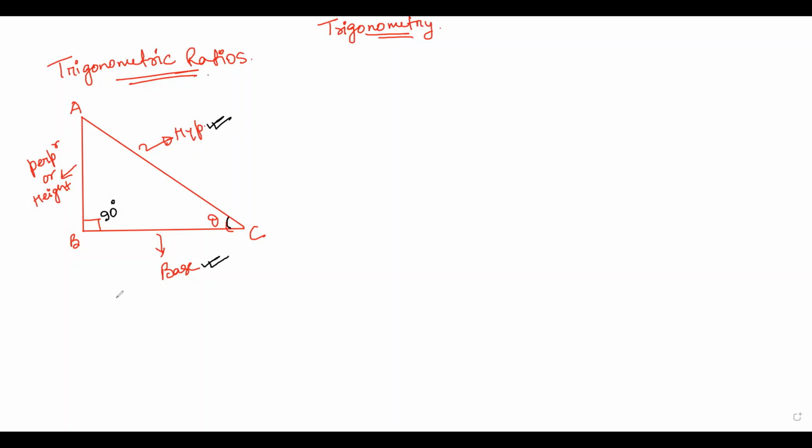And in this right angle triangle, we can use one theorem known as Pythagoras theorem, which states that in a right angle triangle, hypotenuse square will be equal to the sum of the squares of the other two sides. That is perpendicular square plus base square. So for this triangle, we can write AC square equal to AB square plus BC square.